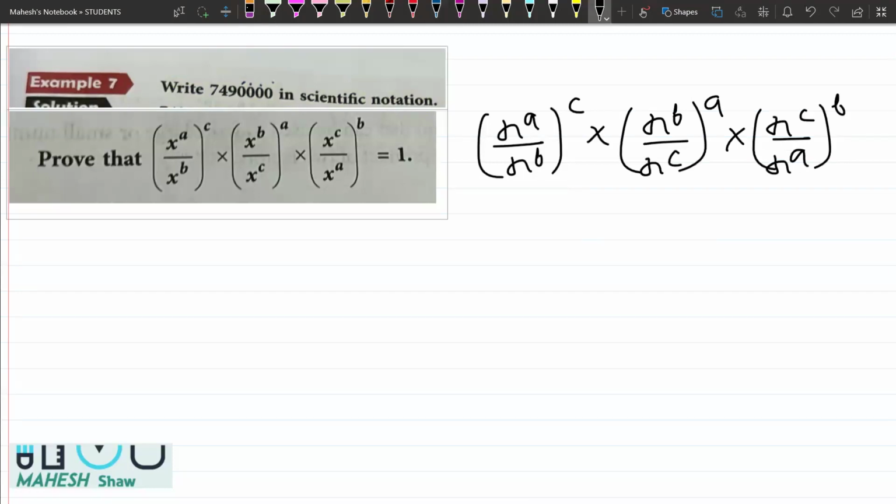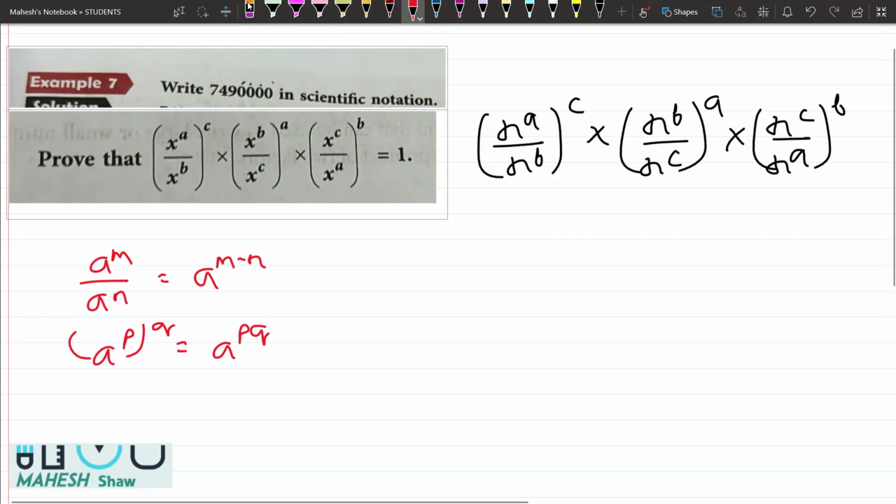Now, we are going to apply two laws here. The first law is when the same bases are divided, for example, if I write a raised to m over a raised to n, the same bases are divided, then the powers are subtracted. So it should be a raised to the power m minus n. And the other one which we are going to use is a raised to the power p, whole raised to the power q, is a raised to the power p into q, a raised to the power pq.